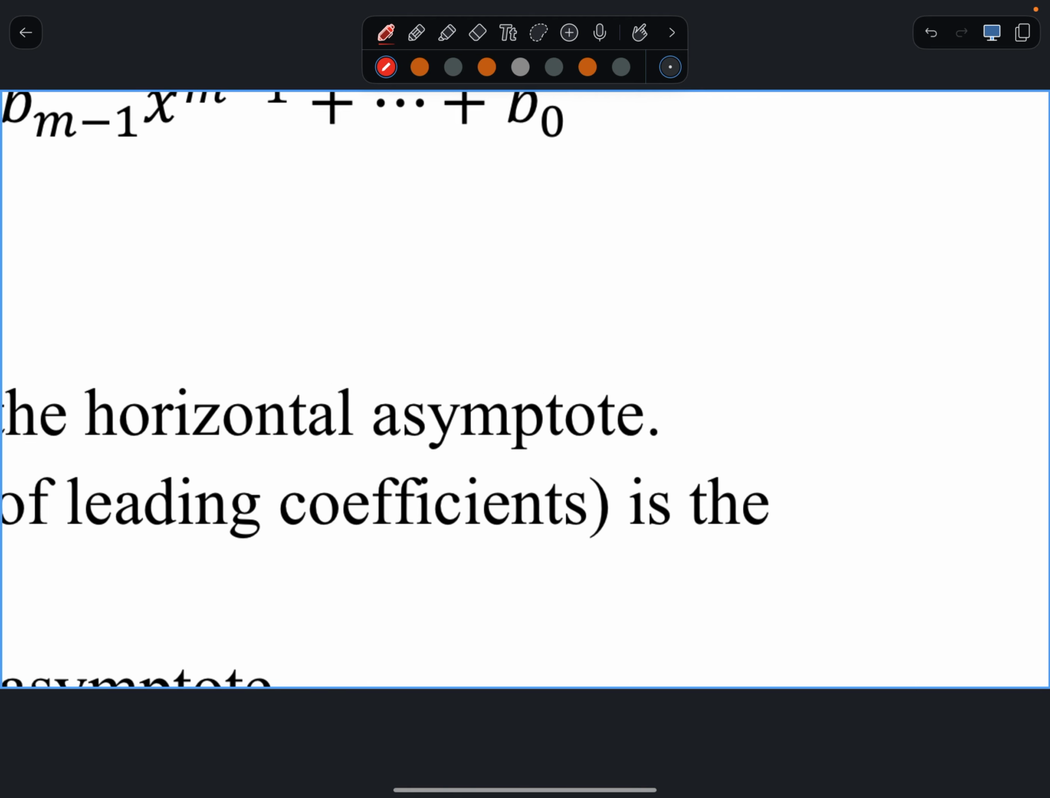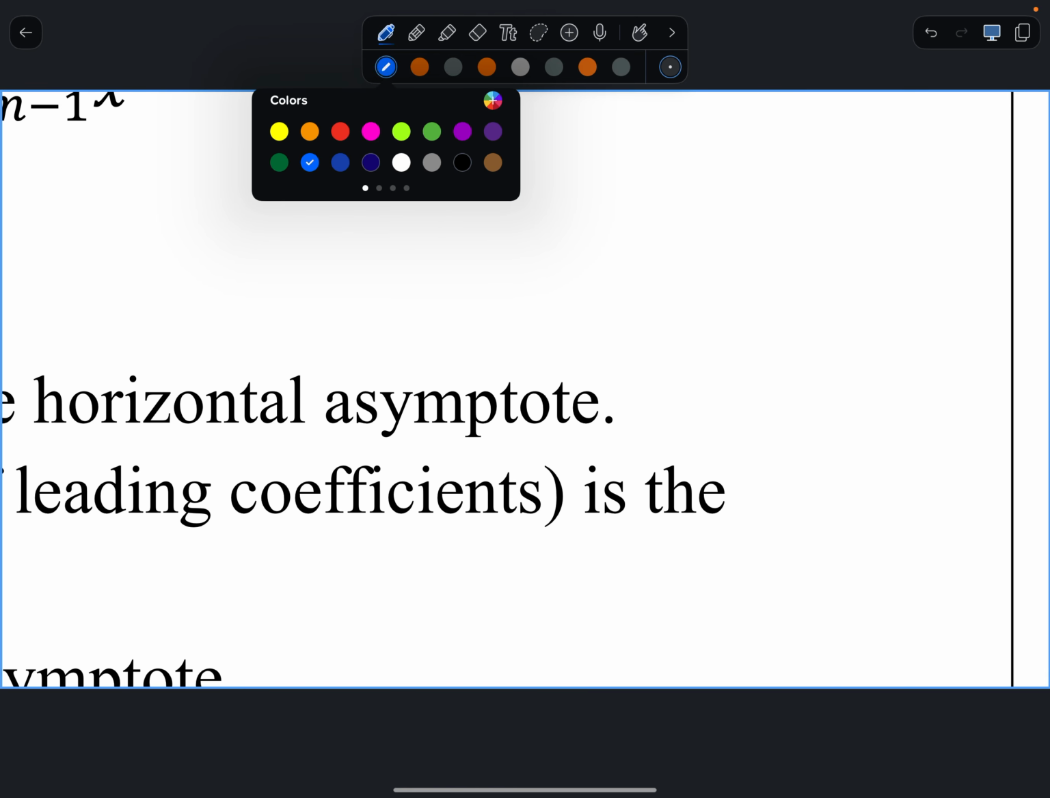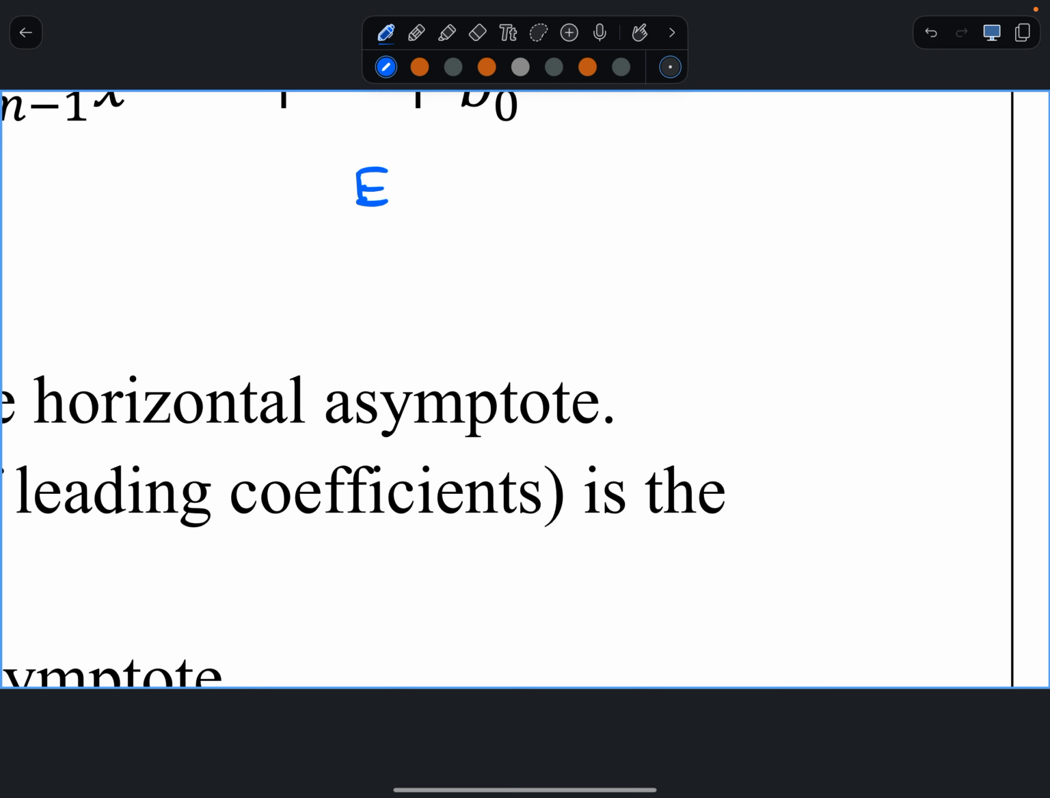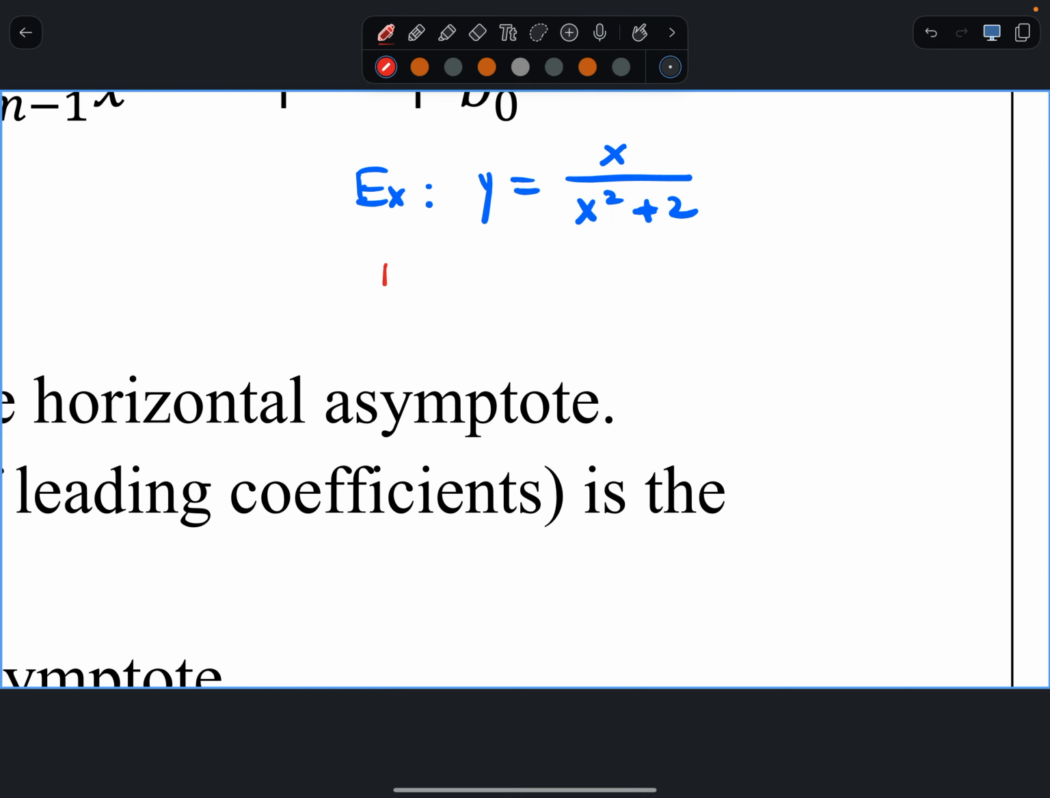Okay, so let's think about an example of a rational function where the degree of the numerator is less than the degree of the denominator. So how about y equals x over x squared plus 2? In this case, the end behavior model for this function would be this ratio, y equals x over x squared.